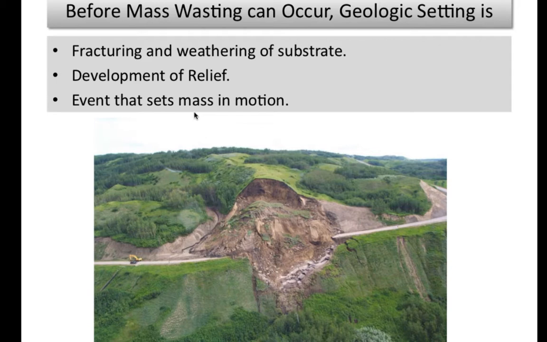And then the trigger. We need some sort of trigger to set the mass in motion, and usually those triggers involve earthquakes, right? Some vibration, although they could involve heavy rainfall, which will lead to the saturation of the soil, which leads to loss of friction and loss of cohesion, which can cause material to slump or slide down slope.